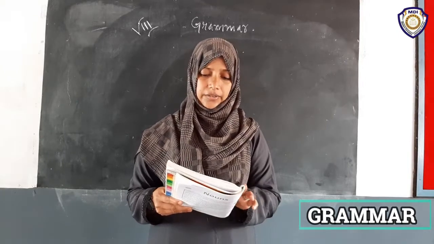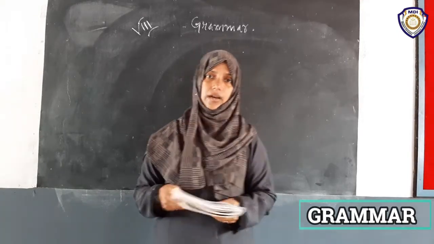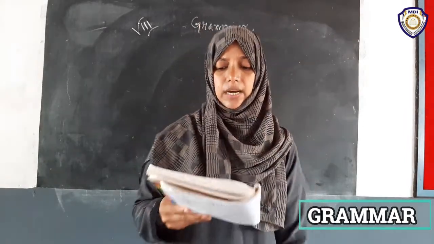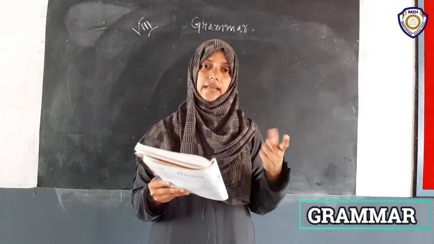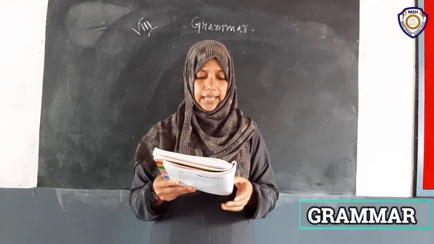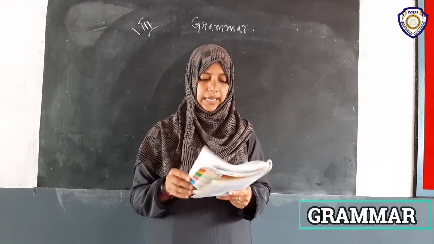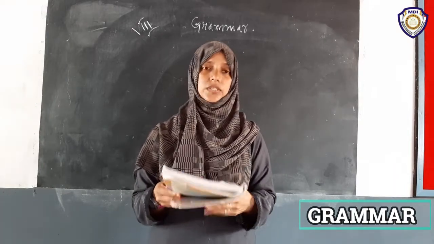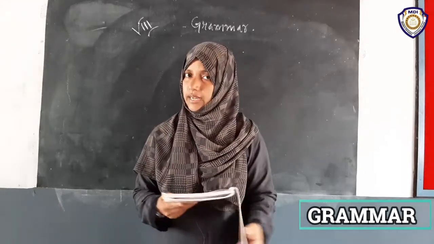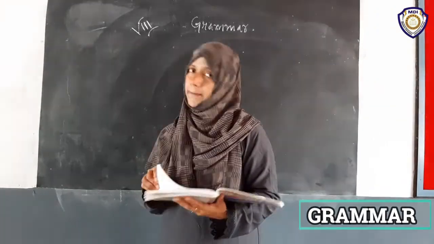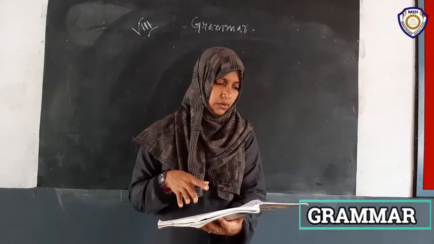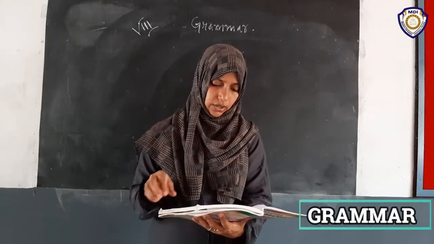Then we talked about uncountable nouns. How can we identify uncountable nouns? Uncountable nouns are quantified by an amount rather than by number. They have only one form, the singular form, and a and one cannot be used before them, but much can be used before them. Then we talked about the nouns and everything, and I think that's your homework, right?